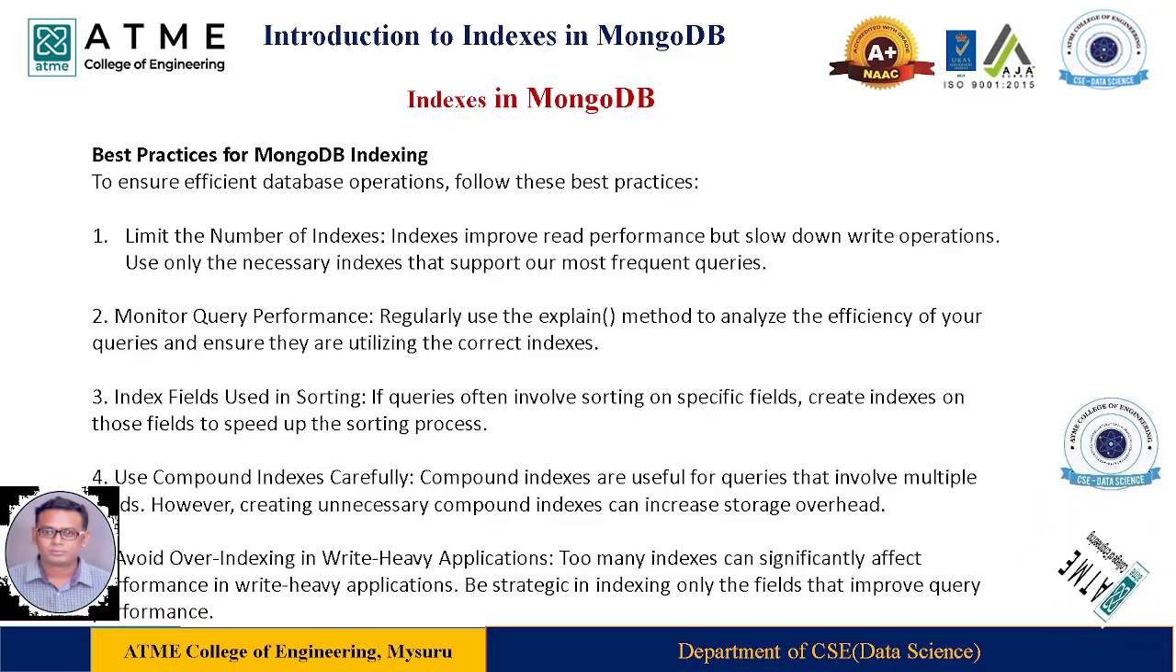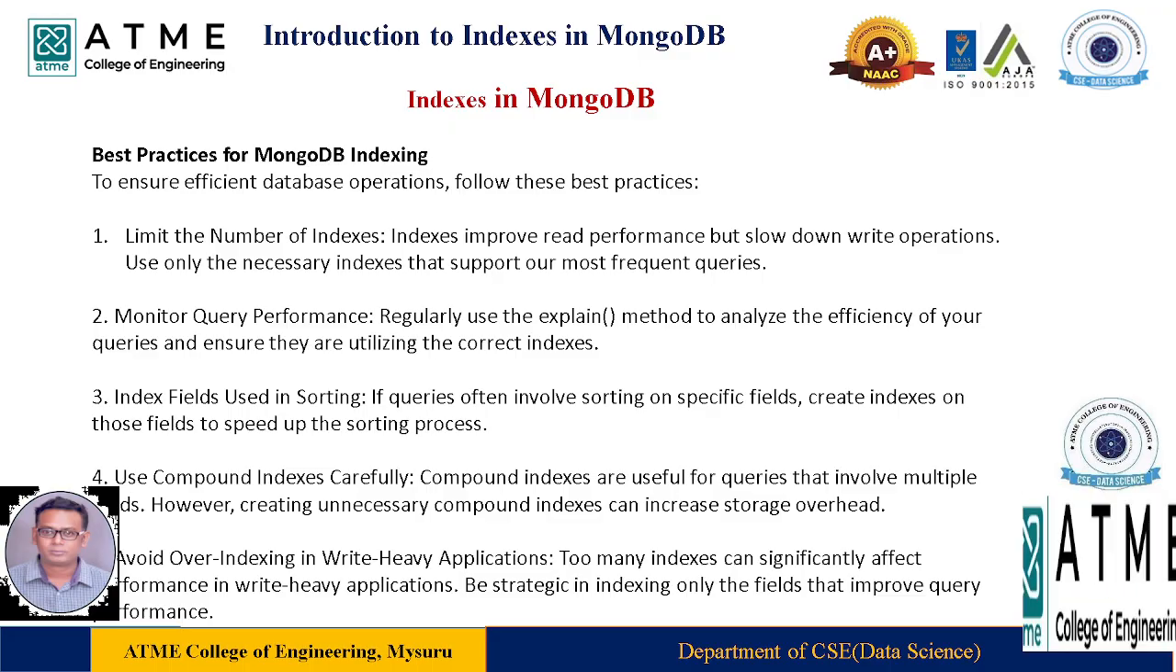Next is monitor query performance. So regularly use the explain method to analyze the efficiency of your queries and check they are utilizing the correct indexes. Index fields used in sorting. If queries often involve sorting on specific fields, create indexes on those fields to speed up the sorting process. Use compound indexes carefully. Compound indexes are useful for queries that involve multiple fields, but creating unnecessary compound indexes can increase storage overhead.